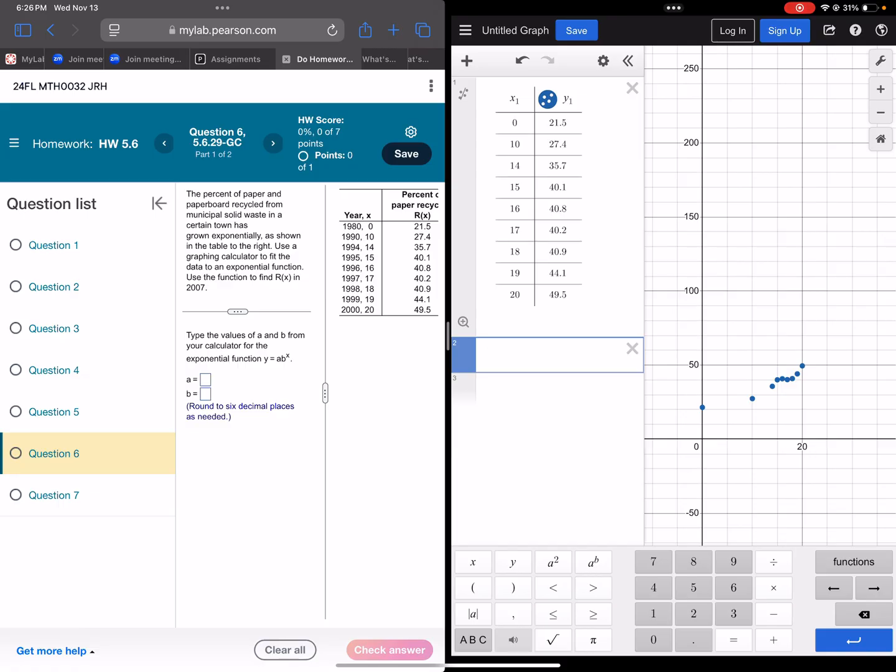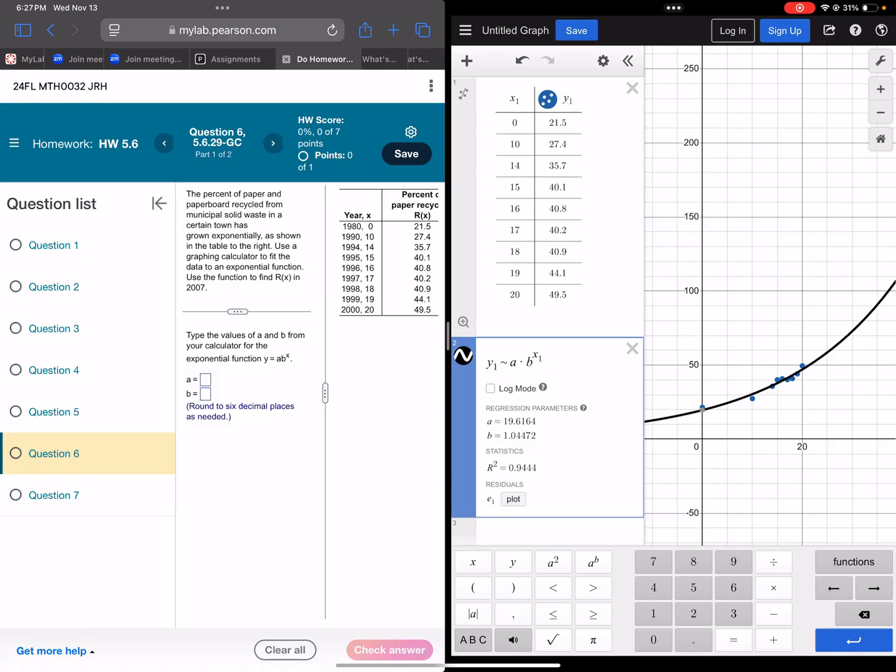So we'll do y, but we have to do 1 because that's what's on my table at the top there. So I'm referring to that y value. And then a tilde, so that tells Desmos, okay, you've got to make something that is similar to that. And then a times b to the, and then up here I've got to put x1. There we go. So see, the line is sort of an average of the things there. And so what they want to figure out is what a is and what b is. And they tell me to write it to 6 decimal places.